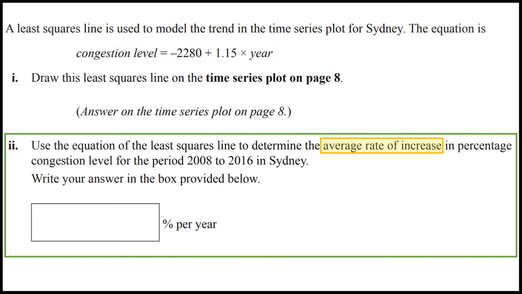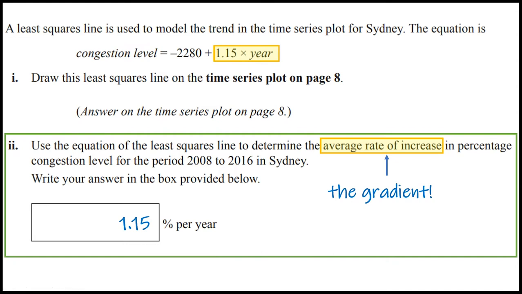Perhaps the wording is a little bit confusing, but actually all it's asking for is the gradient. It's the rate of increase. And so we can read that off our regression line, which we have above here. So the gradient is going to be 1.15. So the average rate of increase is 1.15% per year.